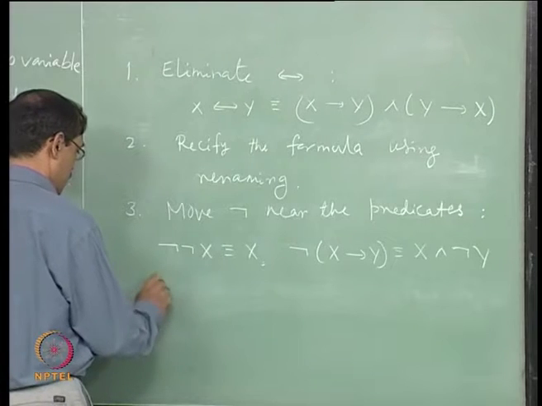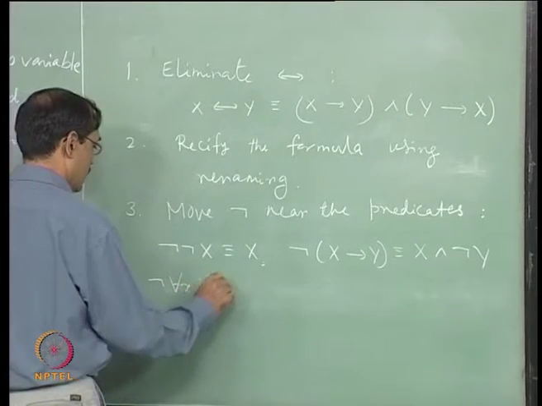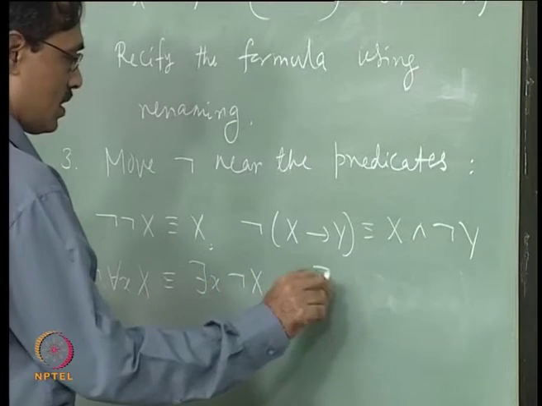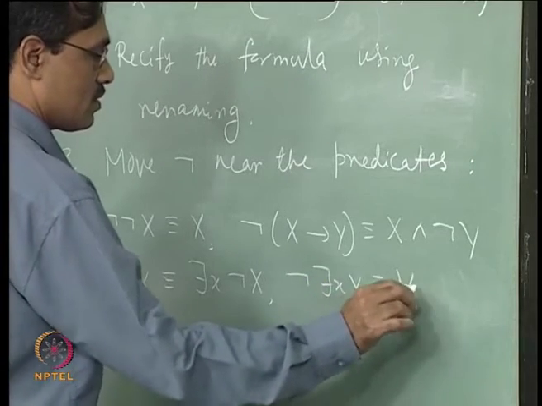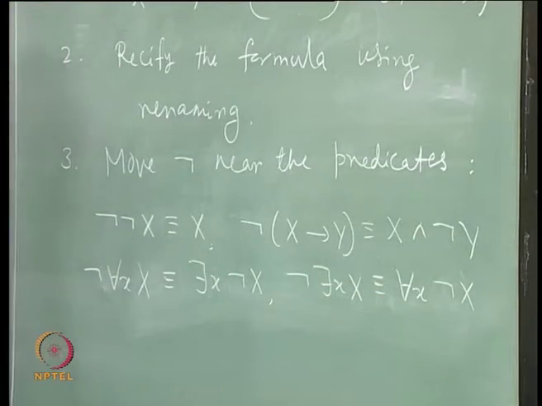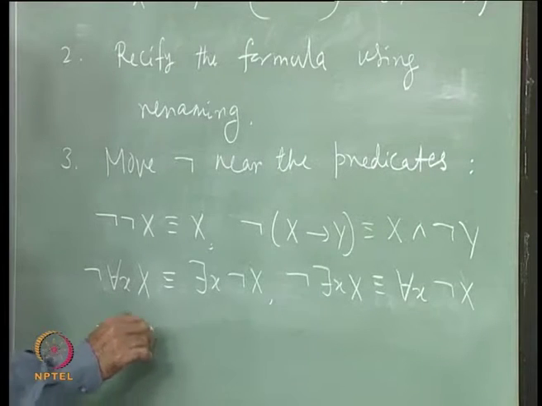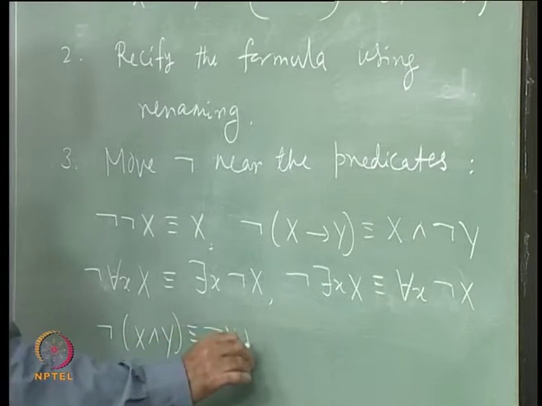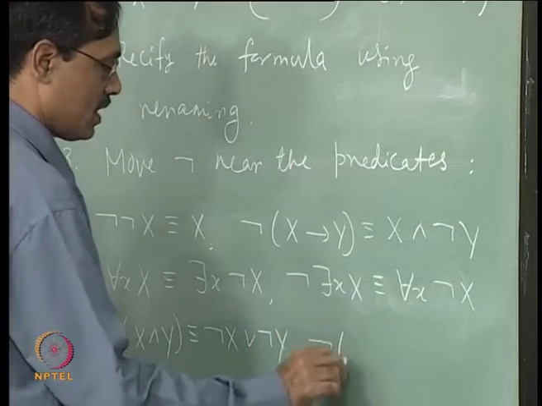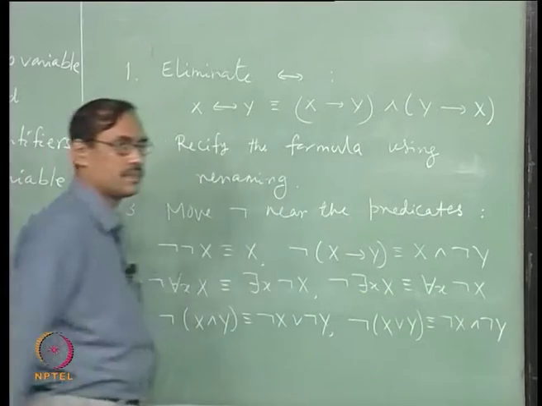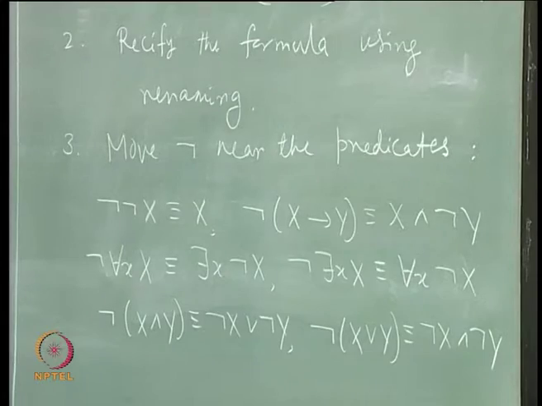So, then what we use is not for each x, x is equivalent to there is x not x, and also not there is x, x is equivalent to for each x not x. Fine. So, here we may say, if you need to make it better, you may write not of x and y is not x or not y, and also use the other one for the not of x or y, which is not x and not y. Fine.